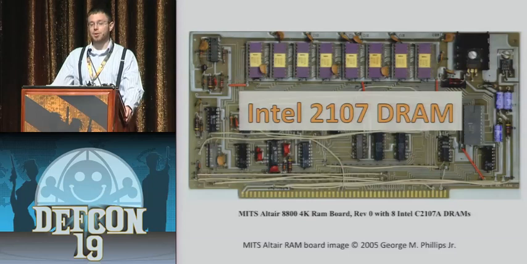What we're focused on is those purple chips at the top of this RAM board. Those are Intel 2107 series DRAM chips. And in 1978, two engineers from Intel, May and Woods, discovered that these chips were catastrophically failing.